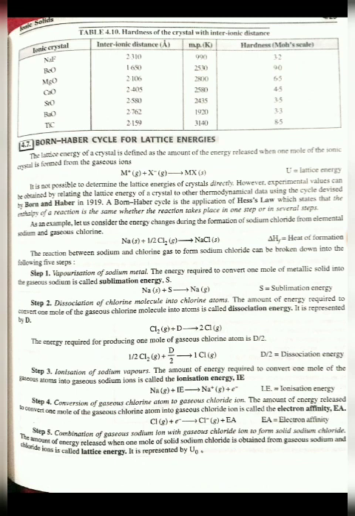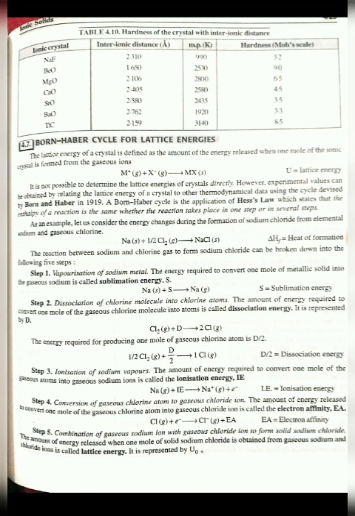Step 4. Conversion of gaseous chlorine atom to gaseous chloride ion. The amount of energy released to convert 1 mole of the gaseous chlorine atom into gaseous chloride ion is called the electron affinity EA. Cl plus electron gives out Cl negative plus EA. EA is equal to electron affinity.